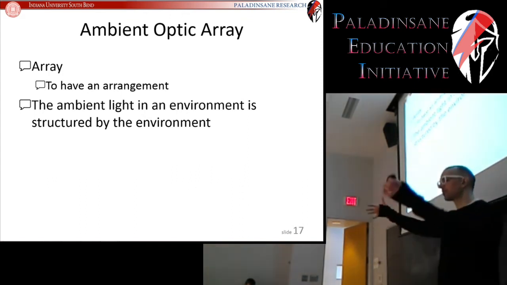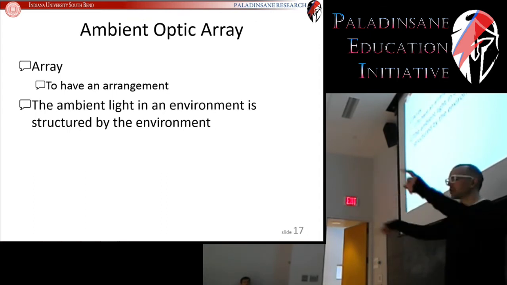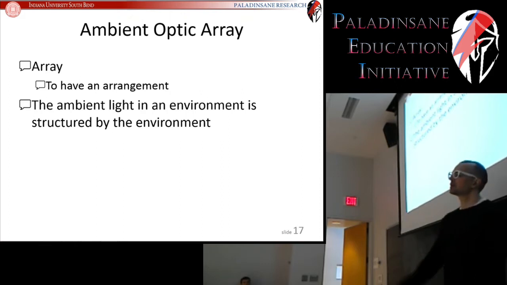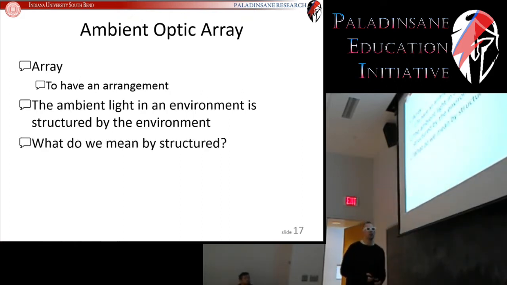So the ambient optic array is made up of the light that is reaching our eye. And the light that is reaching our eye, the shape of that prism of light, that cone of light that is reaching our eye, the shape of it is determined by the environment. It's structured by the environment. That's what gives it that array. So what do we mean by structured?